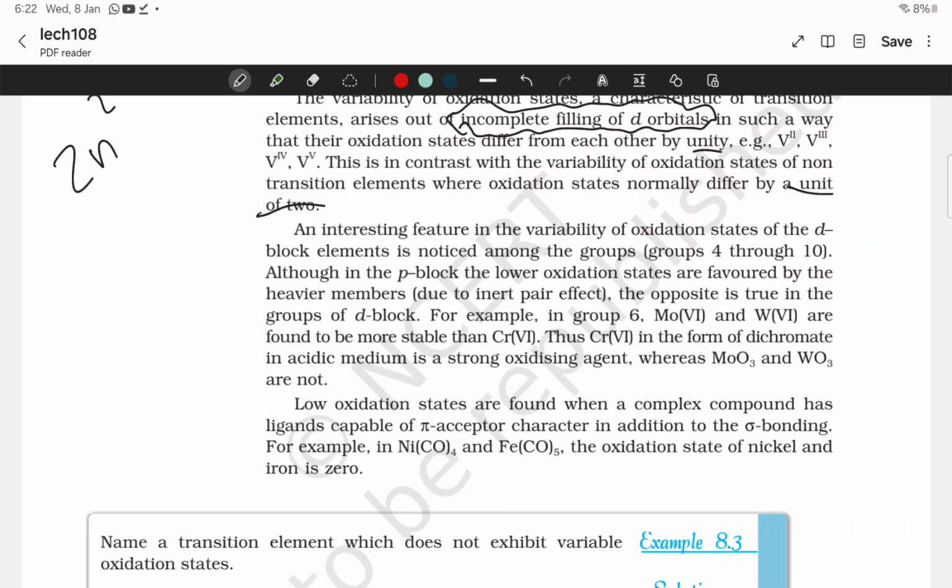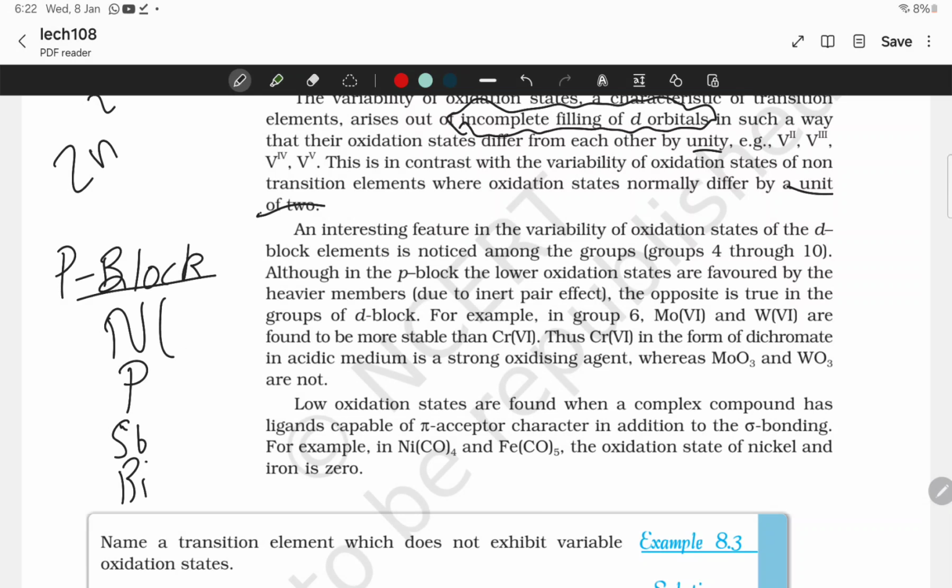So the thing they are telling us is that in the p block, as we go down, we take some other group: nitrogen, phosphorus, antimony, bismuth. Here nitrogen will show the highest oxidation state and bismuth shows the lowest oxidation state.